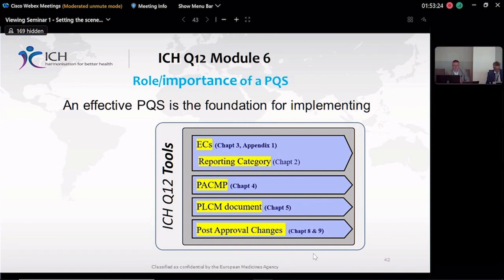So as I mentioned, if you want to use these tools of Q12, they have to be within a functioning and effective PQS. And this is where our colleagues in the inspectorate come in, and their role is absolutely crucial here in confirming that a manufacturing site and an MA holder has a mature and effective pharmaceutical quality system that can effectively manage change and can effectively communicate change both within the manufacturing network between different manufacturers and the MA holder and with the regulator.